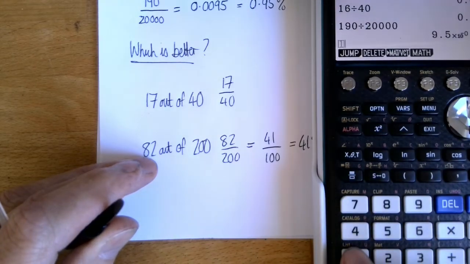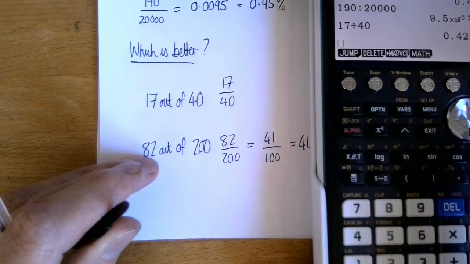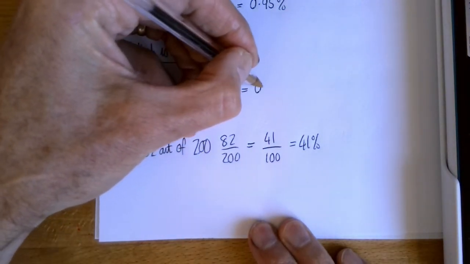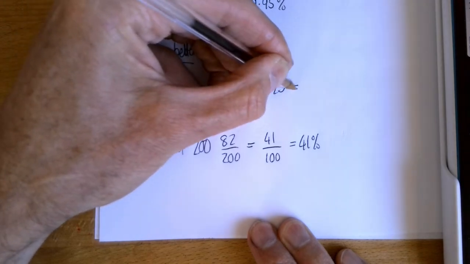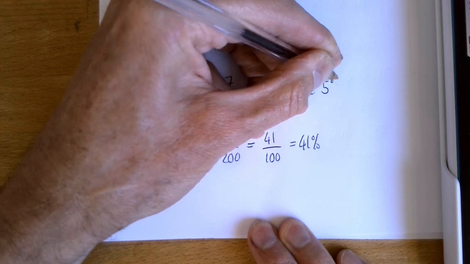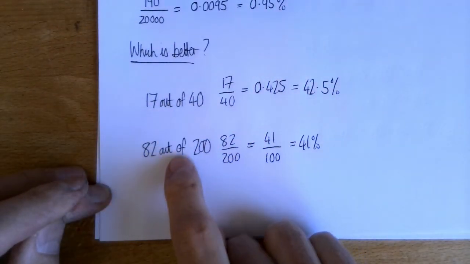This one I'm going to do with a calculator, so I'm going to type in 17 divided by 40, and I get 0.425. And if I multiply that by 100, I get the percentage equivalent. And so I can see that this one is better than this one.